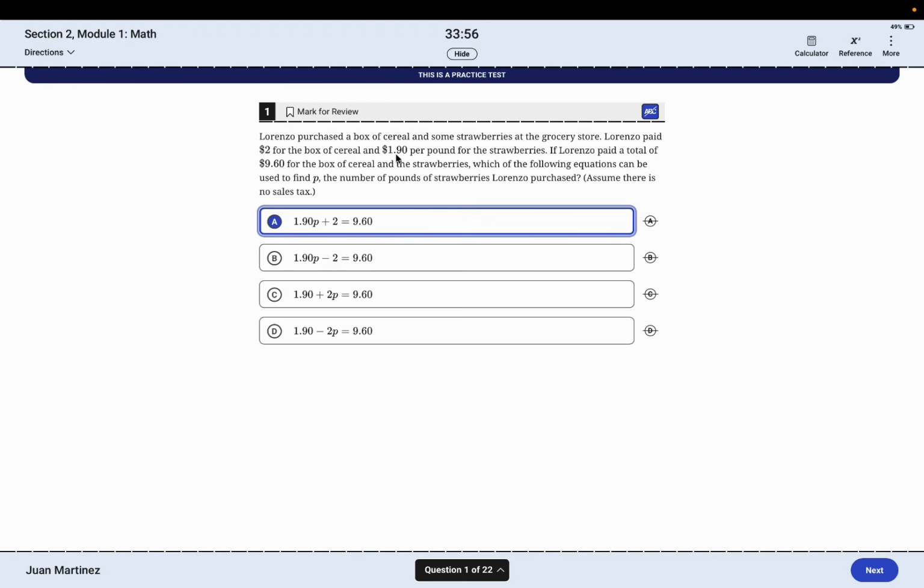Hopefully I don't have to explain it that much, but every pound of strawberry is $1.90, and then we're adding $2 to that, and that equals $9.60. These other ones don't really make much sense. Like, why are we subtracting? This one just gets it flipped. So, yeah. Moving on with that one.